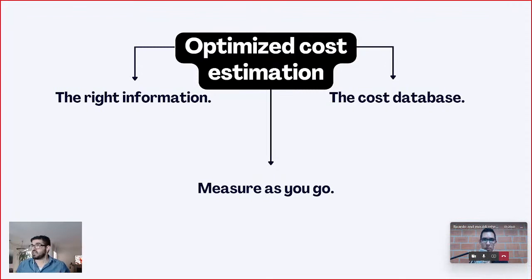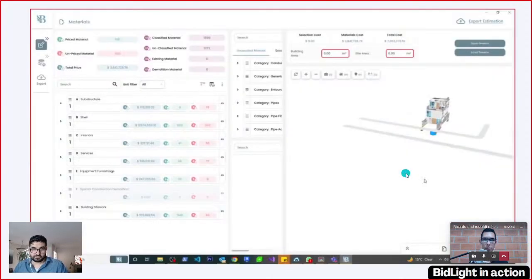With BidLight, it's one click of a button. You have a 3D model, click BidLight, export, and then go look at your cost, right? See how that looks. Investigate. We will go through that in a bit.